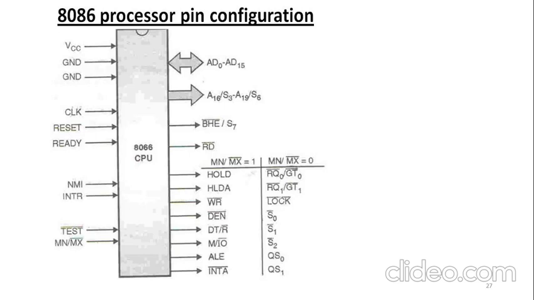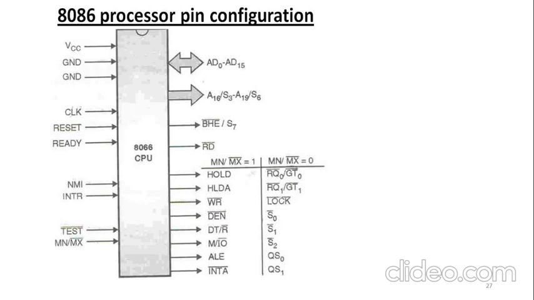Then TEST bar and MN/MX bar at the bottom. Then on the right side, at the top, will be the multiplexed signals. First of all, the multiplexed address data bus AD0 to AD15. Then the multiplexed address status lines A16/S3 up to A19/S6. Then a multiplexed signal BHE bar/S7. Then the next signal is RD bar, the active low read signal.